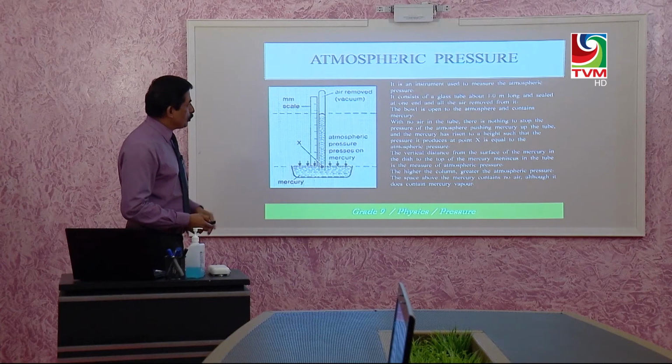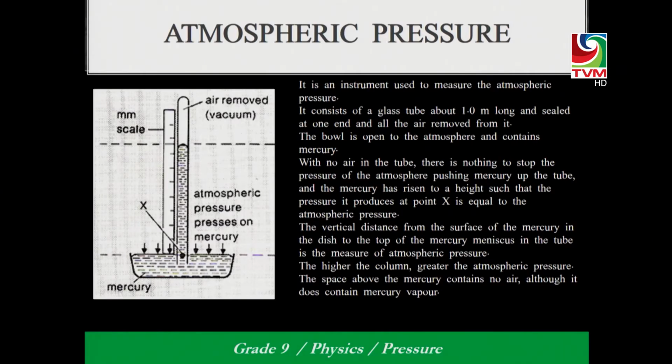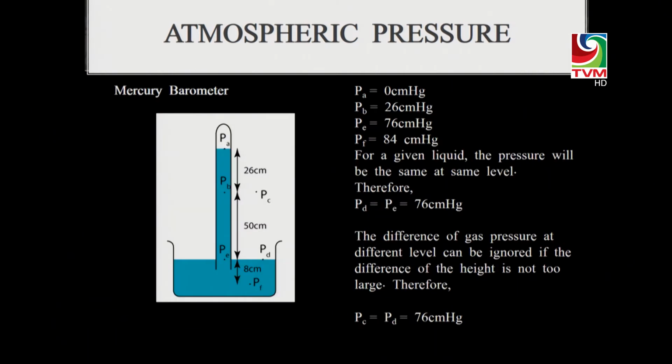Here, it is an instrument used to measure atmospheric pressure. It consists of a glass tube about 1 meter long and sealed at one end, and all the air is removed from it. The bowl is open to the atmosphere and contains mercury. With no air in the tube, there is nothing to stop the pressure of the atmosphere pushing up the tube, and the mercury rises to a height such that the pressure it produces at point x is equal to the atmospheric pressure. The vertical distance from the surface of the mercury in the dish to the top of the mercury meniscus in the tube is the measure of the atmospheric pressure. The higher the column, the greater the atmospheric pressure. The space above the mercury contains no air, although it does contain mercury vapor.